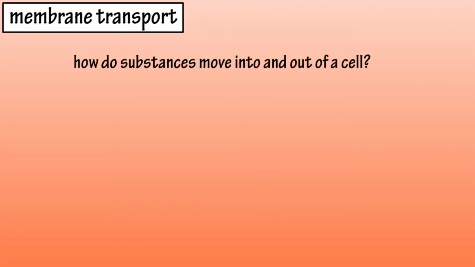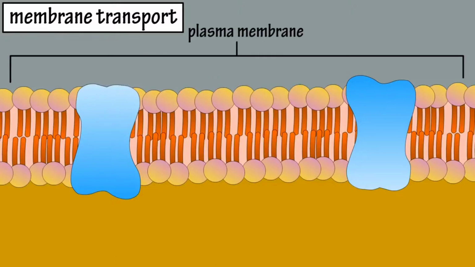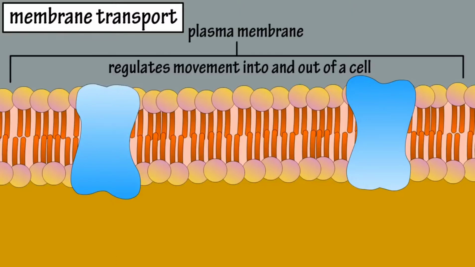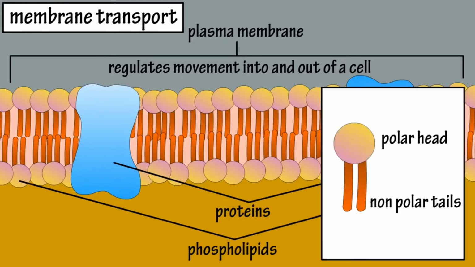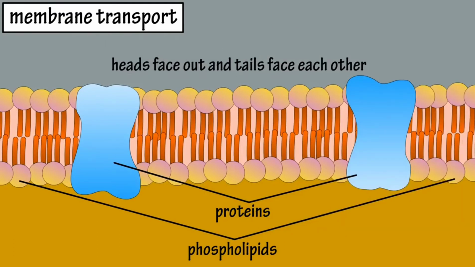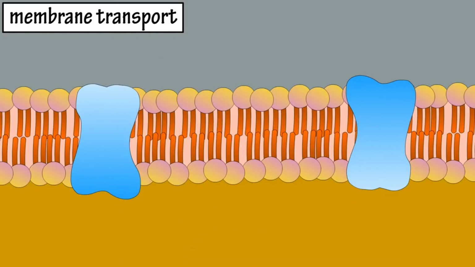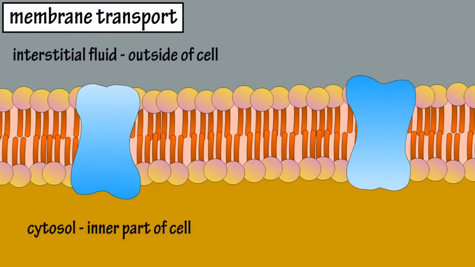Membrane transport. So how do substances move into and out of a cell? Well, cells have a plasma membrane that acts like a fence, and this plasma membrane regulates what moves into and out of a cell. The membrane is comprised mainly of phospholipid molecules and has protein molecules scattered throughout its structure. The phospholipid molecules have a polar hydrophilic water-loving head and two nonpolar hydrophobic water-fearing tails. The membrane is formed as the heads face out and the tails face in, forming a bilayer, as you can see here. The inner part of the cell, called the cytosol, is here, and the outside of the cell is surrounded by a fluid called interstitial fluid.